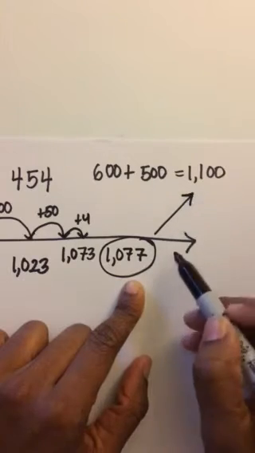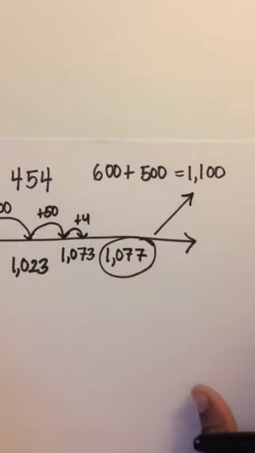1,077 actually rounds to the nearest hundred, 1,100. So my answer makes sense.